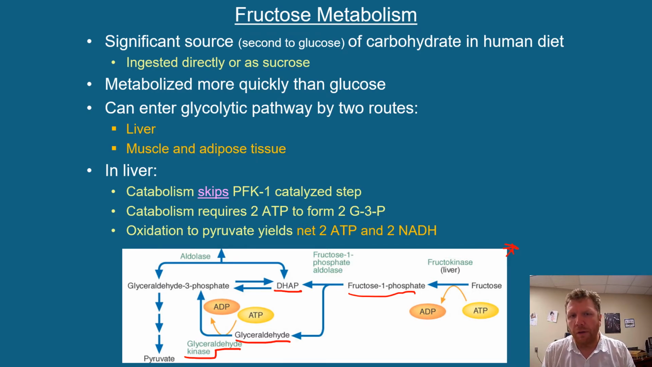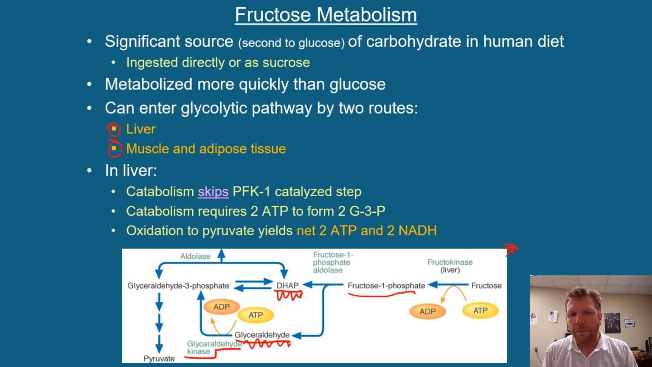Now this can enter our glycolytic pathway in two different systems. One, through the liver, and two, in the muscle and adipose tissue. In the liver, what happens is ultimately our PFK1, phosphofructokinase 1, that enzyme that makes fructose 1,6-bisphosphate, is skipped. So when that's skipped, we have created this dihydroxyacetone phosphate, but then again we have to deal with that glyceraldehyde to make glyceraldehyde 3-phosphate.